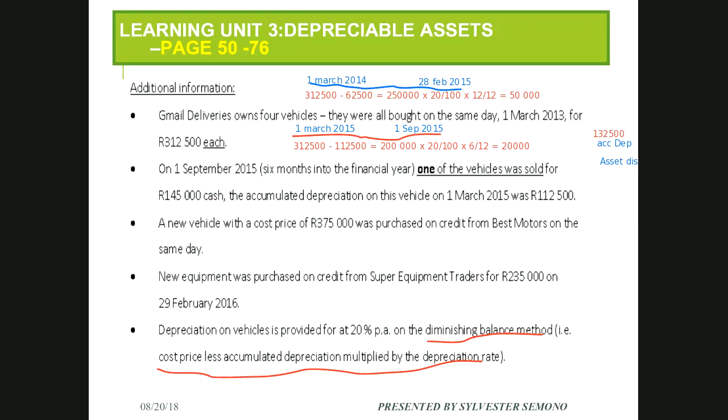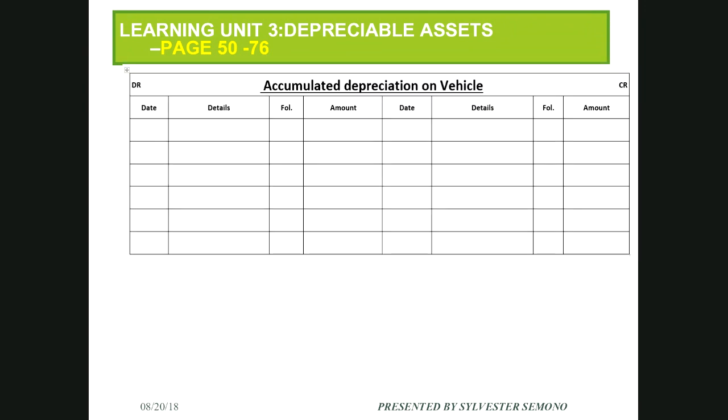Now, the amount is 132,500. Let's go to the accumulated. Remember, we are dealing with the vehicle here. So we need to go and find the accumulated on vehicle. Who can tell me? Obviously, guys, we put the balance first on the credit side, but under which side do you think I must put this amount of 132,500? On the debit side.